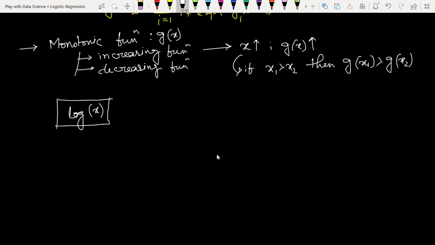Okay, now let's consider one thing. It is our monotonically increasing function.